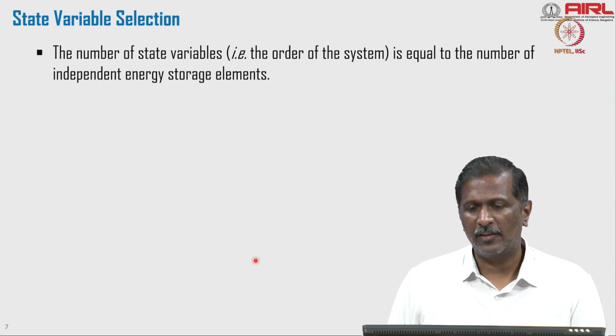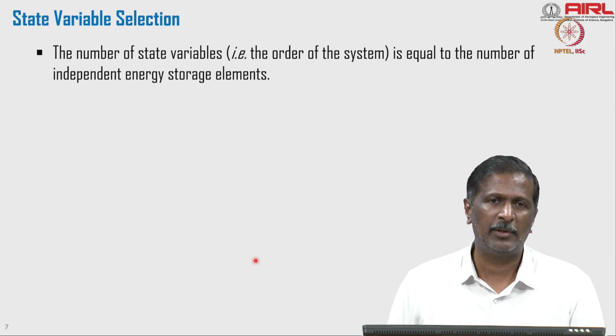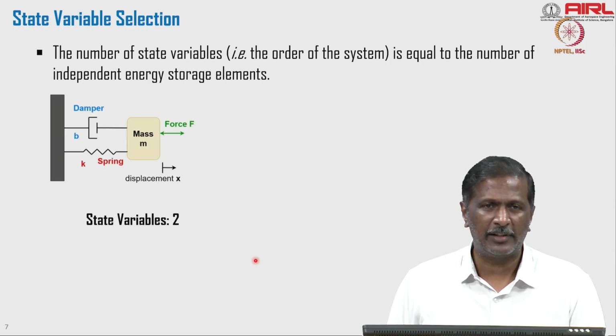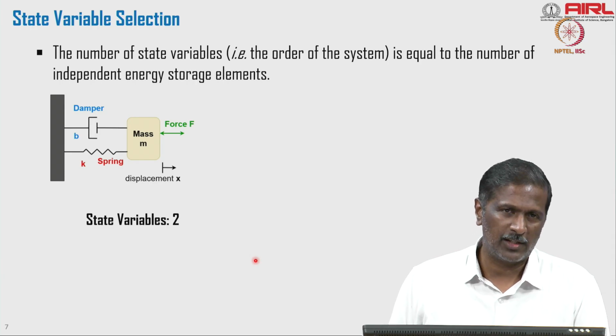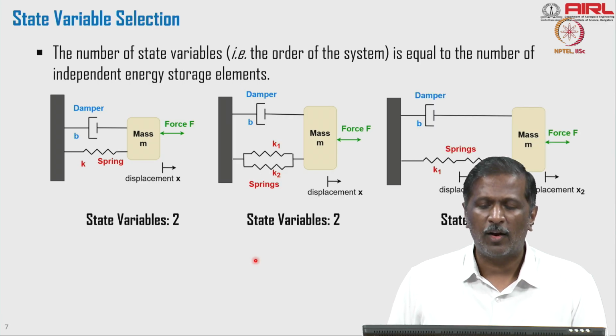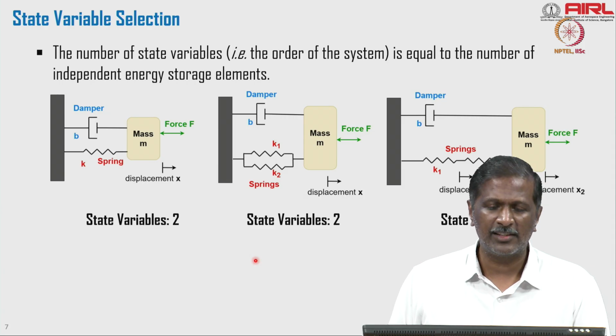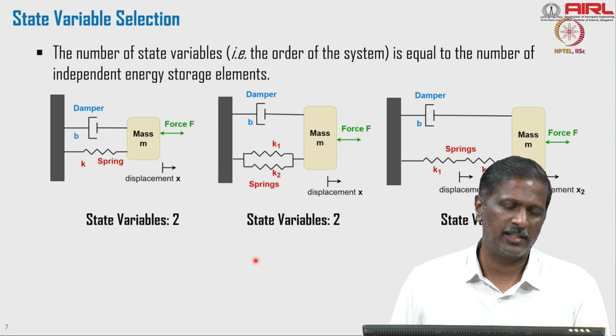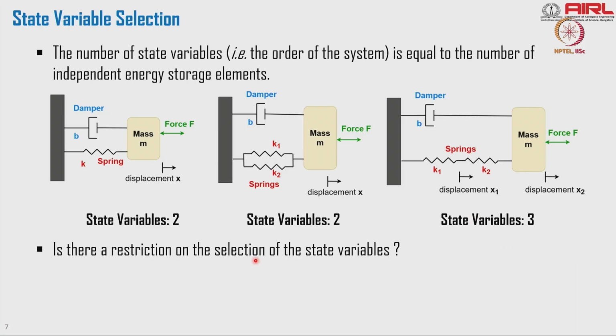The number of state variables is equal to the order of the system, right. It is equal to the number of independent energy storage elements present in the system. If you take a typical spring mass damper, you have two energy storage elements. I can have the same spring, put it in parallel or in sequence. You can define your state variables based on how many storage elements you have, right.